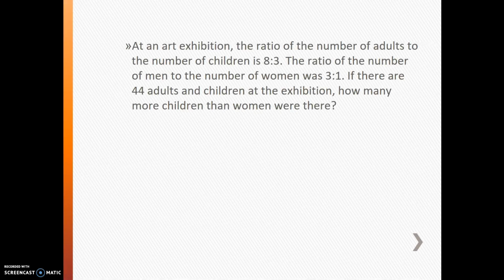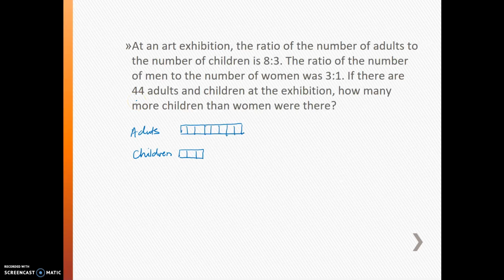Then it just tells me that there are 44 adults and children, and I want to know how many more children than women there are. So let's just start with modeling this first portion. Okay, so the ratio of the number of adults to children is 8:3. Okay, so let's see here. Adults obviously is going to be both men and women. So that's critical in this problem.